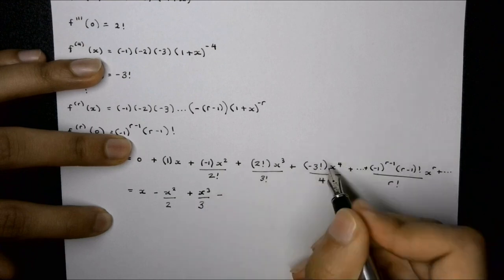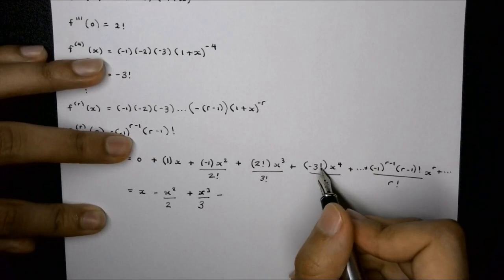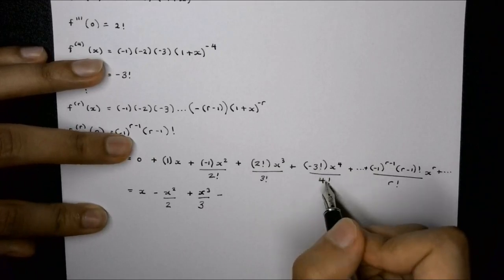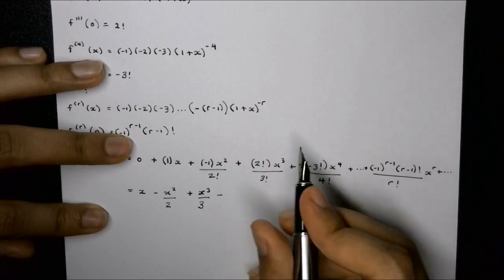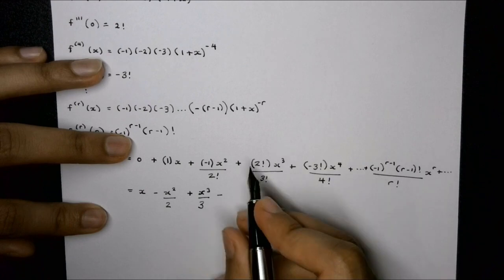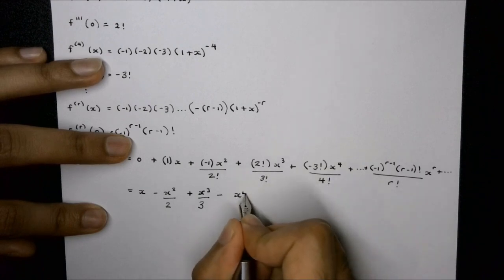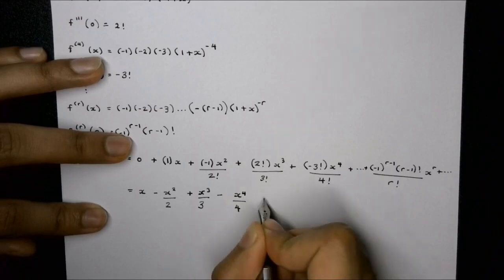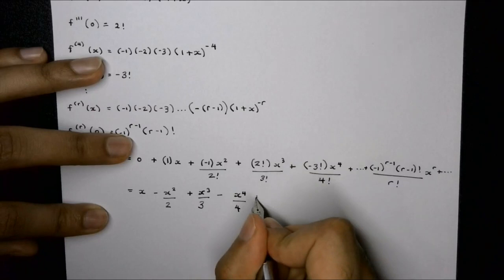Next term we're going to have a minus. And then 3 factorial divided by 4 factorial. Well, the 4 factorial we can rewrite as 4 times by 3 factorial. So here we have minus x to the 4 over 4. And then we continue on with this.